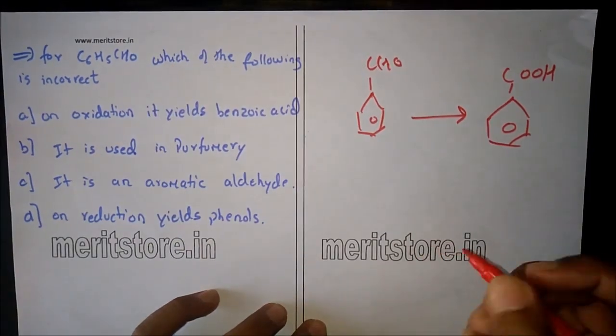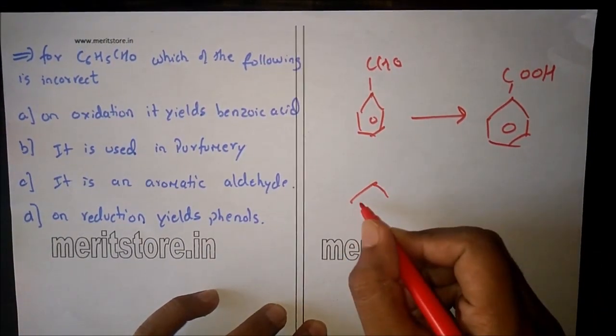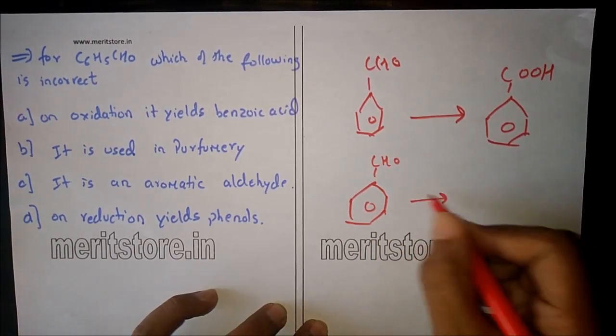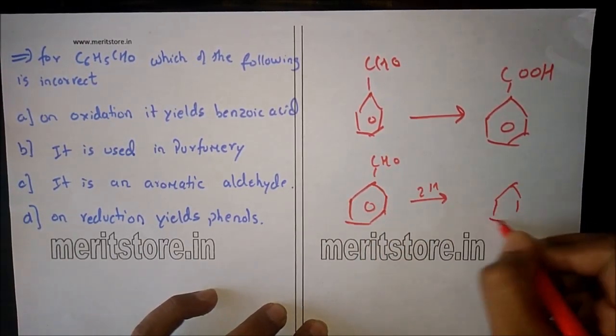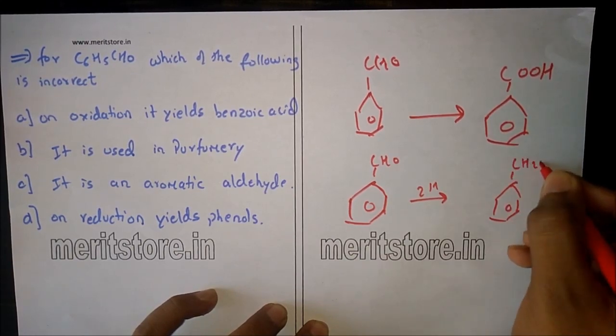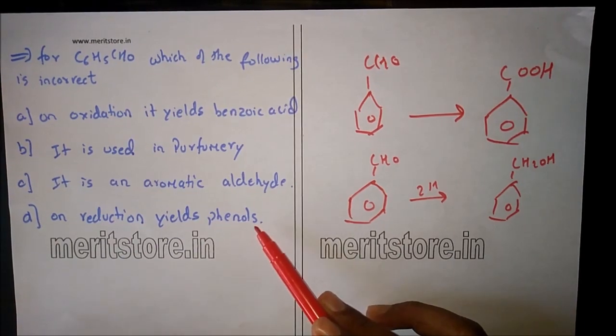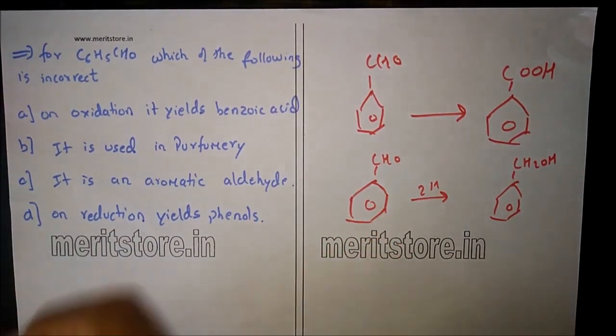Now, however, the last option: when benzaldehyde is reduced, it gives rise to benzyl alcohol, which is C6H5CH2OH. Therefore, on reduction, it gives benzyl alcohol, not phenols. Therefore, option D is incorrect, which is the correct answer.